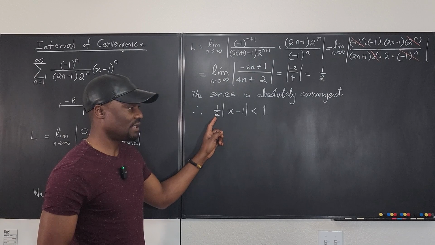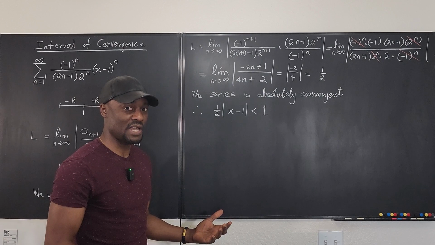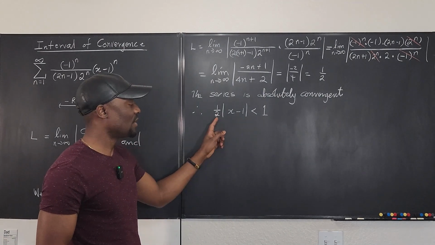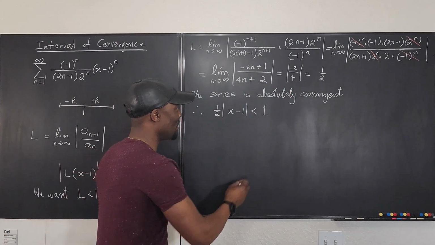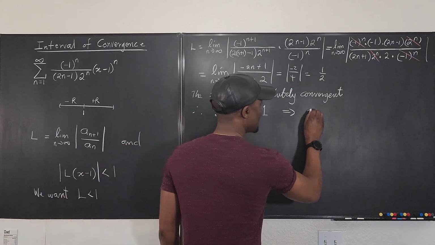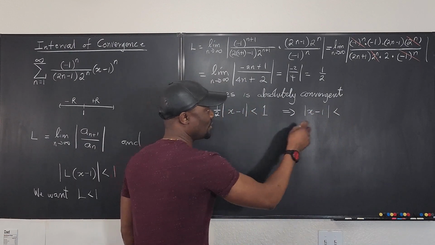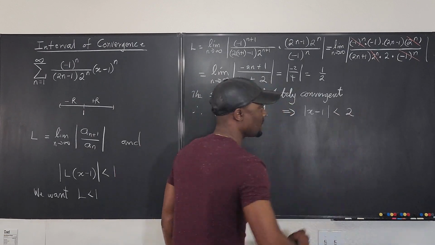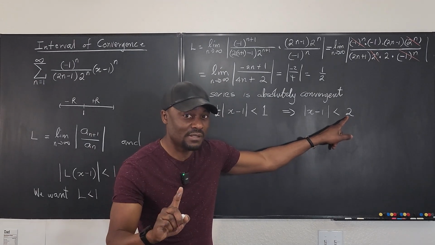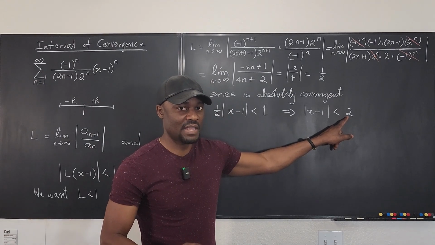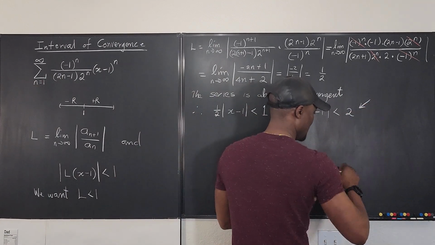Now we can get rid of this 1/2 here by dividing both sides by 1/2 or multiplying both sides by 2. Well, the sign doesn't change because there's no negative sign. We already took care of the negative sign in the previous part. So here, this implies that x minus 1, the absolute value, is less than, if you multiply everything by 2, you're going to end up with 2 here. Now, guess what? You see this number you got? This is the radius of convergence.